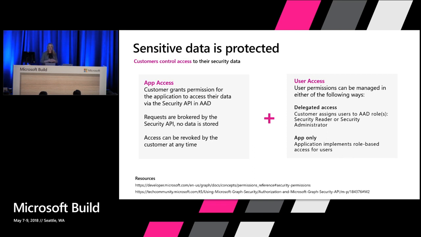Now, in order to effectively secure access to their data, the application should also leverage some user-based access control. And there are a couple of different ways to get that done. First, the application can leverage delegated access. So here the customer is going to assign a particular user to either a security reader or security admin role in AAD. Alternately, the application can implement its own role-based access controls to manage user access. This can be a bit of a complex situation, so there's a couple of resources that are available to talk you through that, and the slides will be available after if you want to get easy access to those resources.